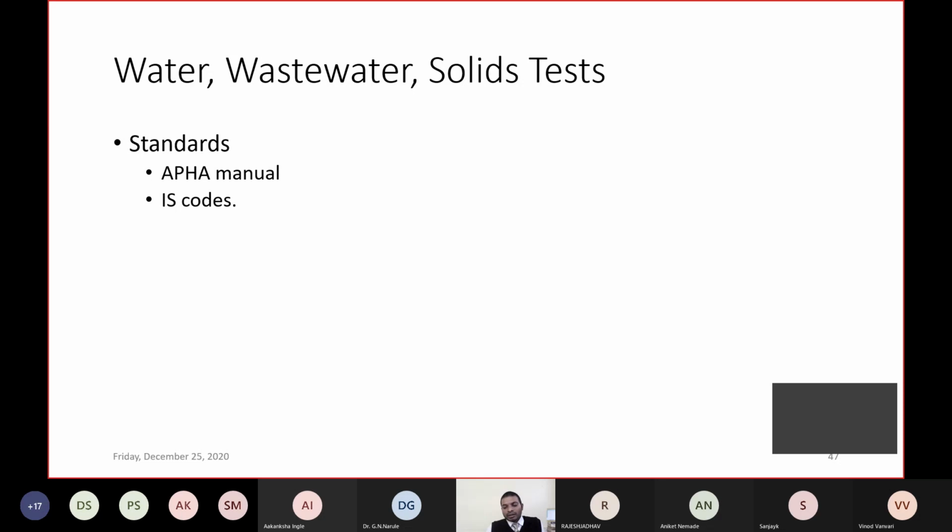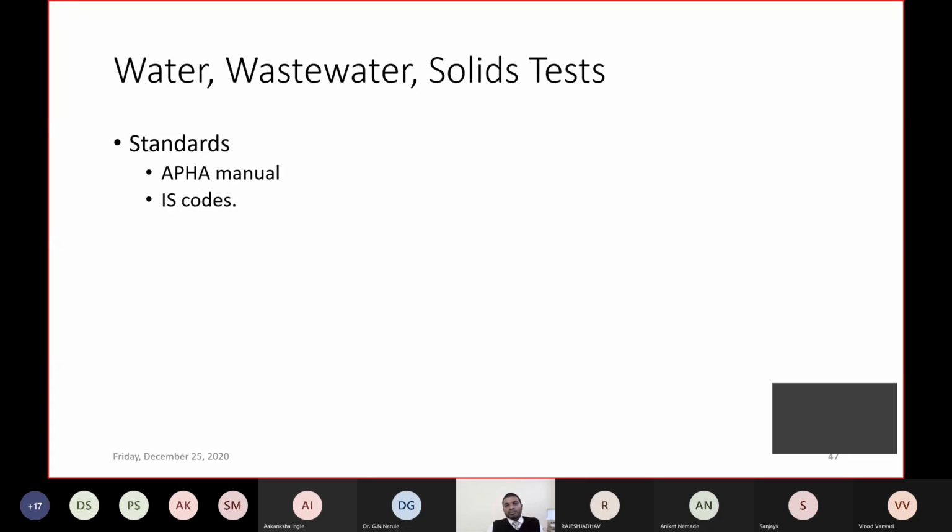Then, depending on the type of water, wastewater, and solid waste, your sampling pattern should be designed. It is given as the collection method. It could be grab sampling or composite sampling, and your result variations depend on that.